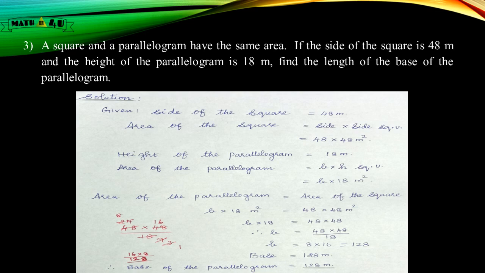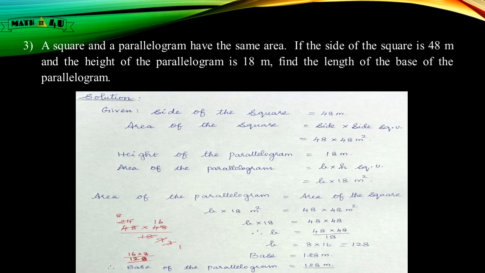Given side of the square is equal to 48 meter. How to find the area of the square? Side into side, square units. Therefore, area of the square is equal to side into side square units, that is equal to 48 into 48 meter square. Just keep as it is. What is the height of the parallelogram? It is nothing but 18 meter.